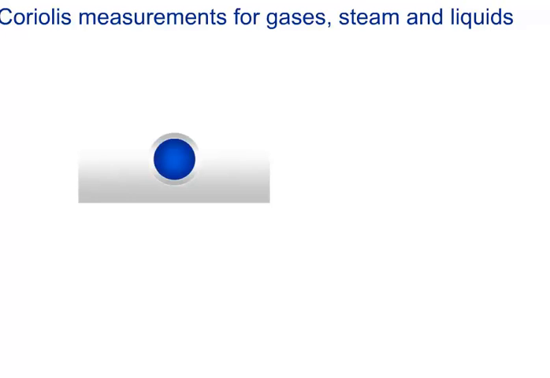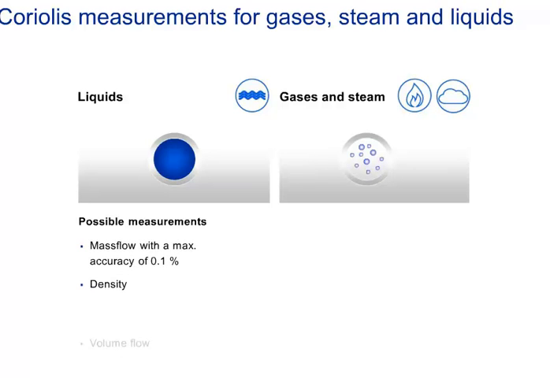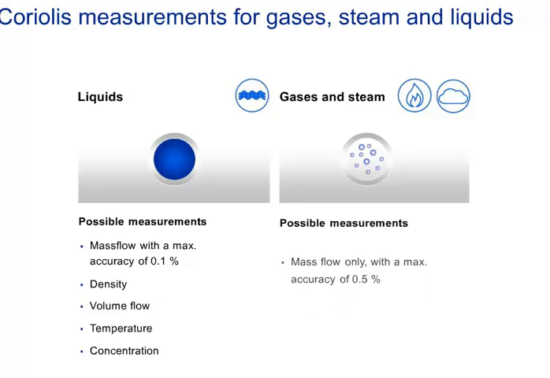Coriolis meters are mainly used for liquids, but they can also be used for the measurement of gases or steam. It is, however, essential to understand major differences in the measurement. For liquids, the measurement of mass flow, density, volume flow, temperature, and concentration is possible. For gases, however, Coriolis meters can only measure mass flow and temperature, nothing else. This is valid for all Coriolis meters from all manufacturers.